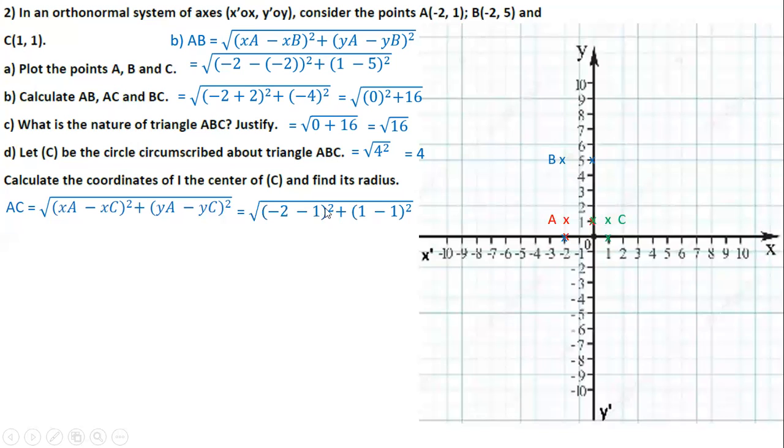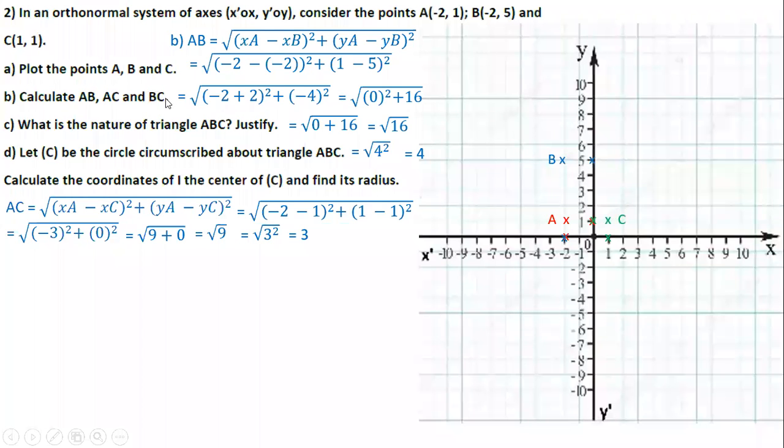Now negative 2 minus 1 is negative 3. So negative 3 all of it squared, and 1 minus 1 is 0. Negative 3 squared is 9, and 0 squared is 0, so we get radical 9. Can we write 9 as a perfect square? 3 squared. Bravo. The square cancels the radical, so AC is equal to 3.